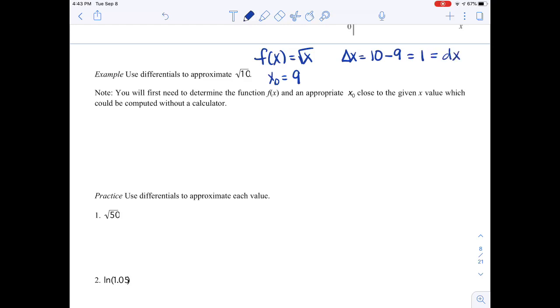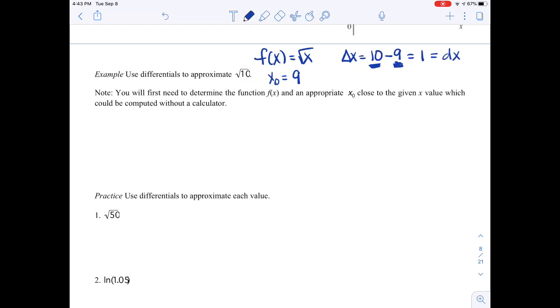As we mentioned in the previous example, delta x and dx are technically the same thing, okay? So where you're trying to do the approximation, minus whatever the closest value is that comes out to be a perfect square, or in other cases a perfect cube, or whatever it happens to be.